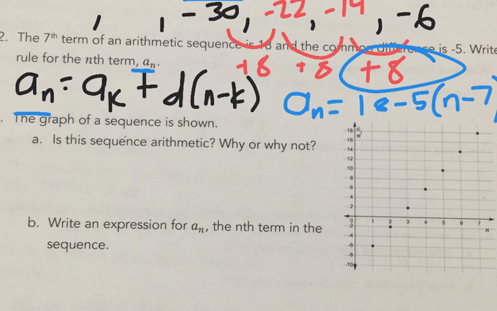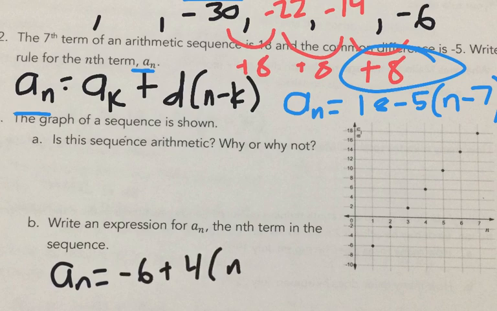I don't want to write all that. B, write an expression for a sub n, the nth term in the sequence. You would just put the point on there. A sub n equals negative 6 plus 4 times n minus 1. That's it.